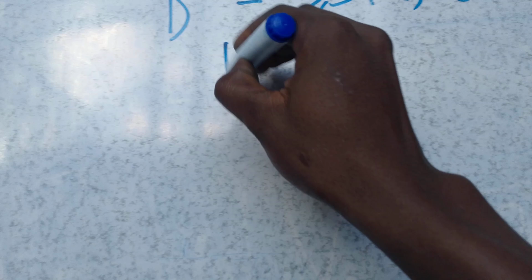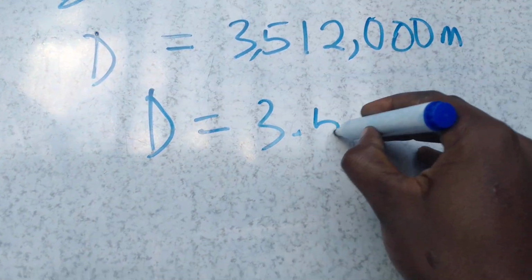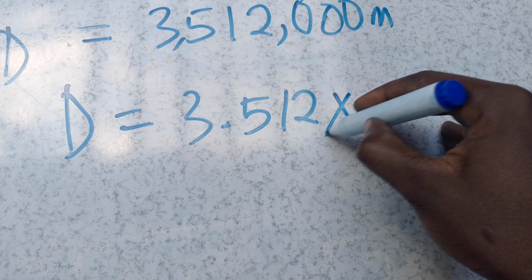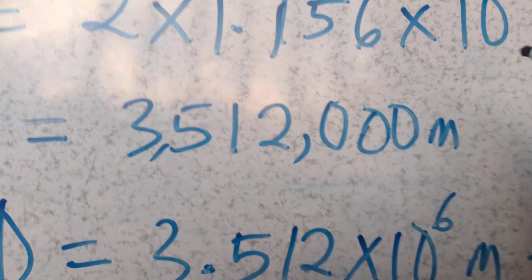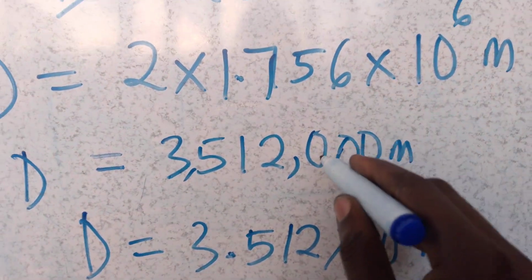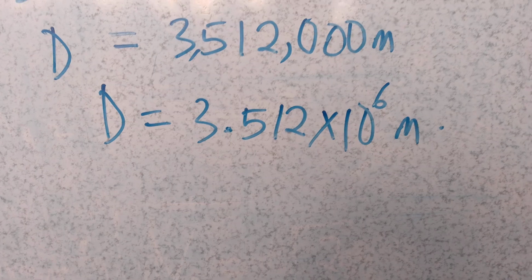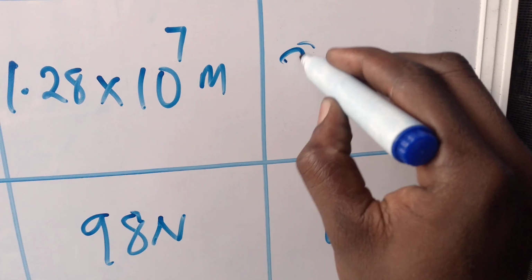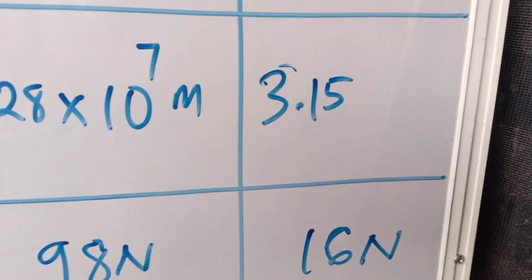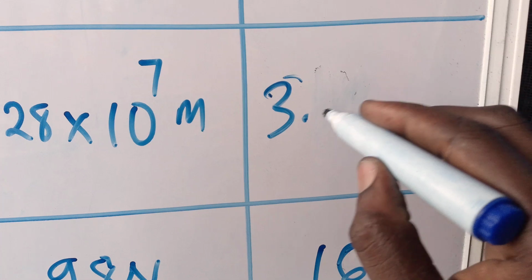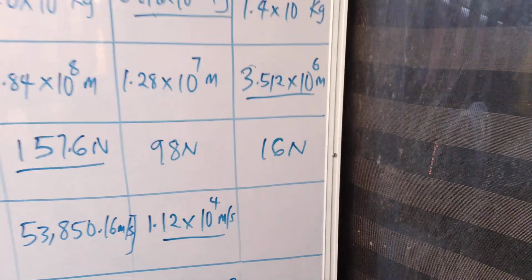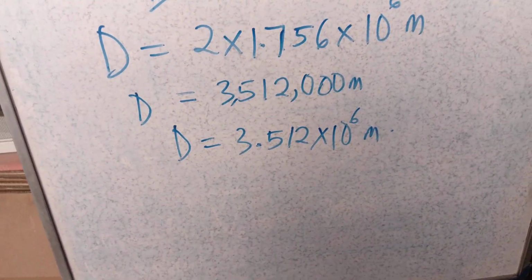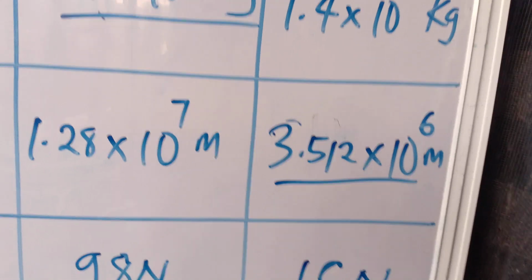So I can convert to standard form. Diameter D will be 3.512 times 10 raised to power 6 meters. That's moving 1, 2, 3, 4, 5, 6. Okay, that's the diameter, so I'll write it down there. Diameter is 3.512 times 10 raised to power 6 meters, which is the diameter of the ball.